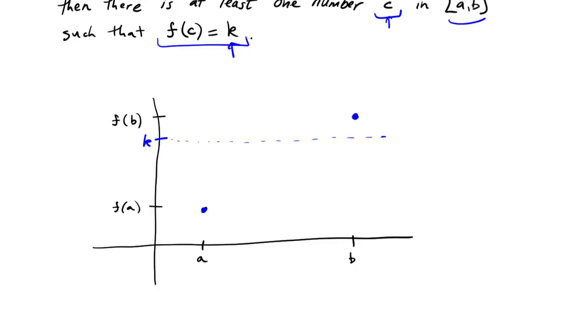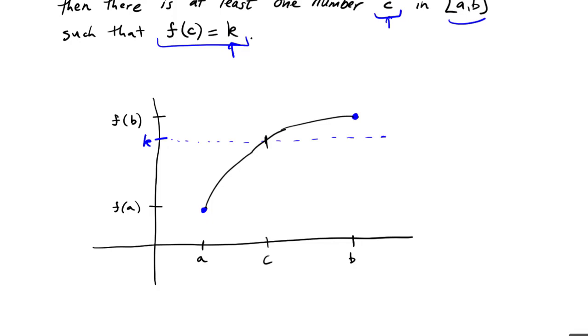So imagine if we were trying to defeat this theorem. We would have to make a function so that I can get from here to here without crossing that dotted line. If it's going to be continuous, I can't do that. As I head up, somewhere I'm going to have to cross. And in this case, that crossing would be the c, where f of c is k. The function value at c is k.